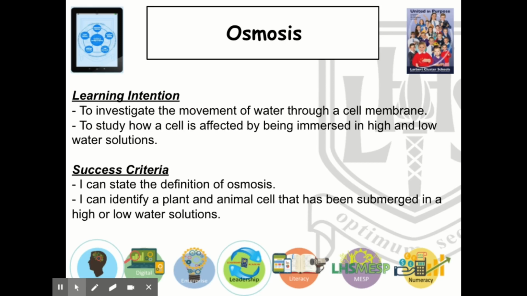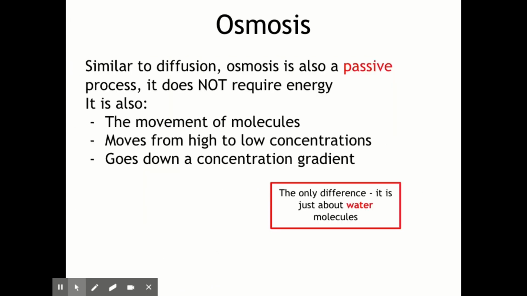We're going to investigate the movement of water through a cell membrane, and we're going to study how a cell is affected by being immersed in high and low water solutions. Your success criteria is you should, by the end of the lesson, be able to state the definition of osmosis and identify plant and animal cells that have been submerged in high or low water solutions.